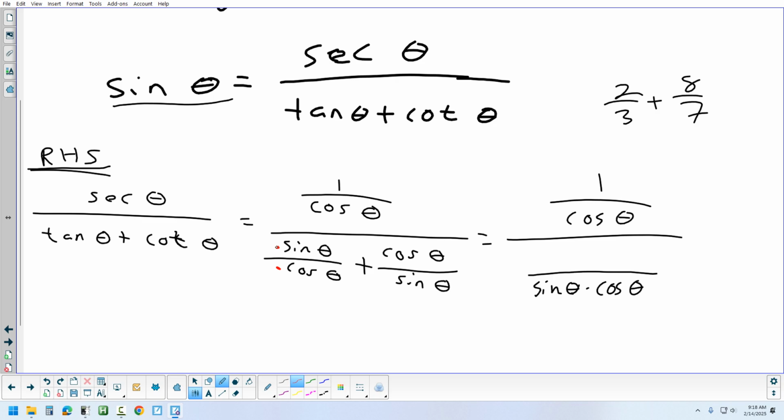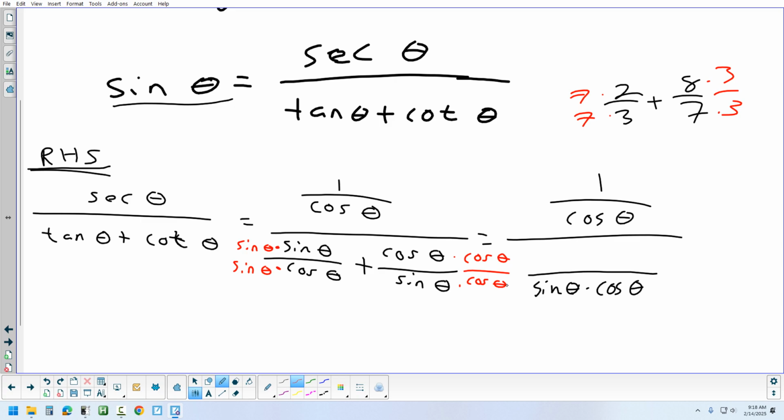Yep, it's missing sine. So we're going to multiply by sine over sine. And what's the denominator on the right missing to make it the common denominator? Yep, cosine. Just like multiplying this fraction by 7 over 7 and this one by 3 over 3. It's exactly the same thing, just we're not using numbers. Okay, so cosine over cosine. And so I got my denominator, sine times cosine.